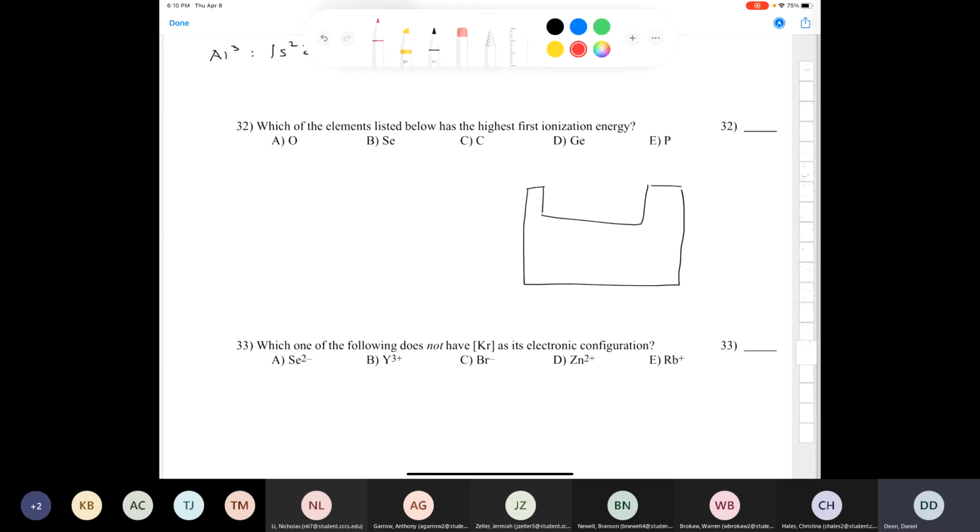We know that ionization energy increases as we go across a period, and it increases as we go up a group. And so we're looking for something that's in the top left of the periodic table. I have all these elements: oxygen, selenium, which are both in the same group, carbon, germanium, and phosphorus. So they actually form kind of an X on the periodic table.